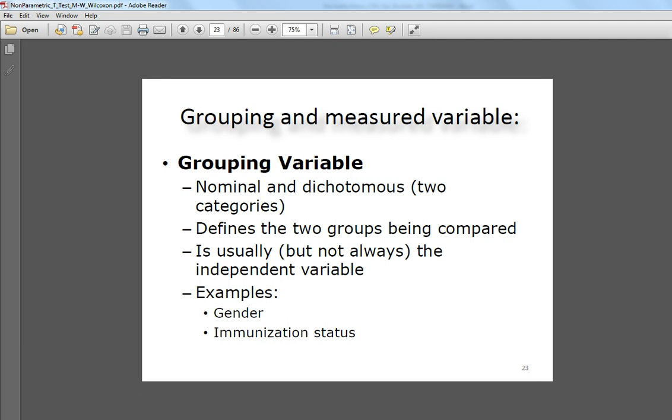And that's typically your independent variable, but not always. And then you're going to compare the means of your dependent variable, no matter what that variable of interest is. So always remember, independent variable most of the time is when you group your variables into two categories. And again, the example could be gender, immunization status, income, or educational level.